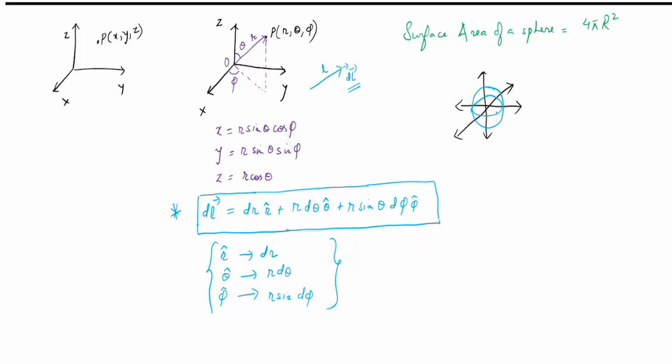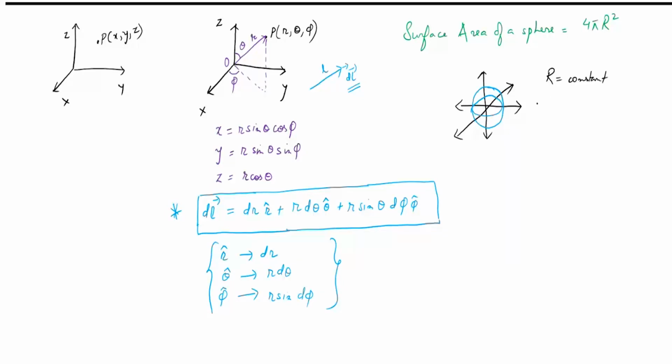Now, suppose you are on the surface of a sphere. If you move throughout the surface, which quantity changes and which quantity remains constant? Sir, radius will remain constant and the other two quantities will be changing. R remains constant.